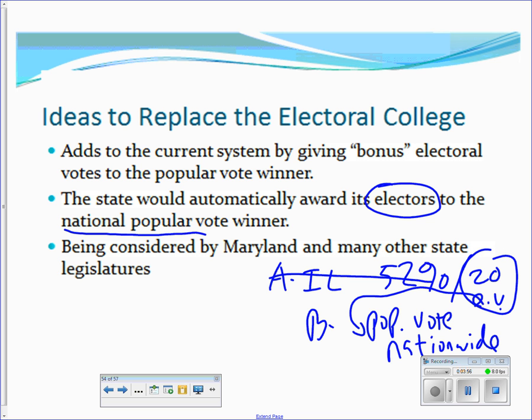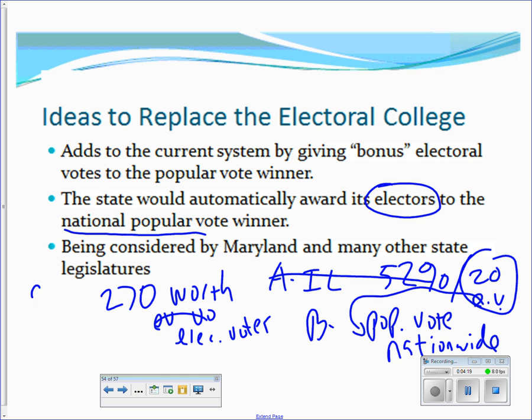That still lets whoever wins the popular vote win, but they win it by getting 270 electoral votes. Okay. Maryland's adopted it, and many states are considering it too. It will only go into effect once 270 worth of electoral votes approve of this. So right now, Illinois is 20. Maryland's 10. They have 30. You've got to get enough states that equal 270, because it didn't do any good for Illinois to do it if the other states aren't going to do the same thing.